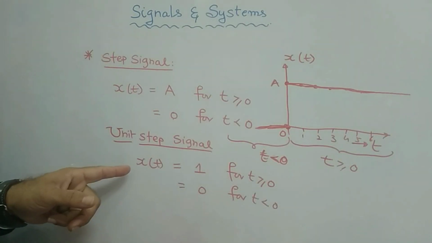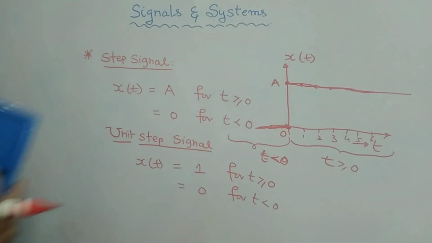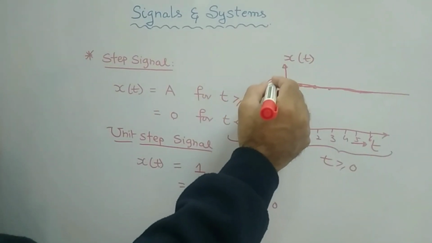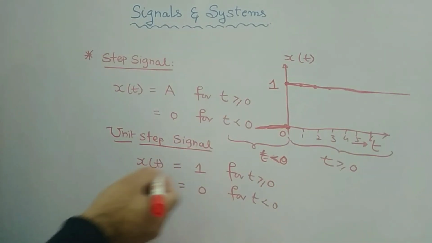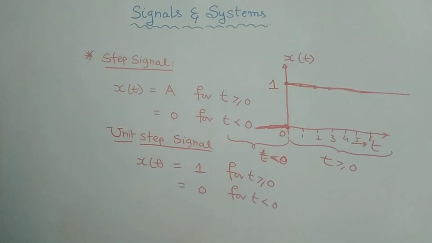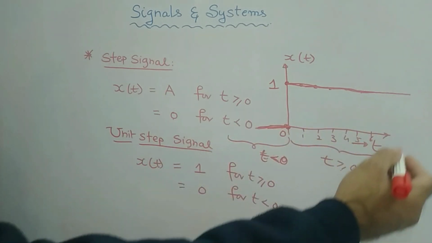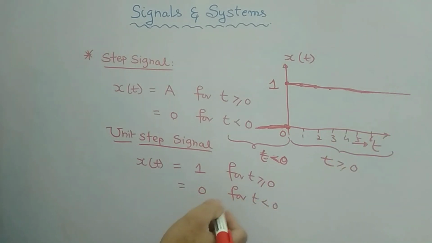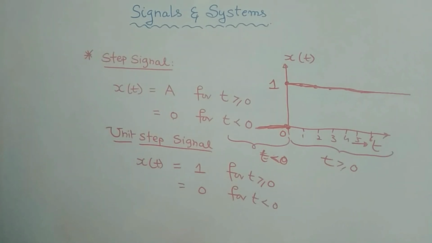Whereas for the unit step signal, instead of a you will have 1, because your a value becomes 1. If you replace a by 1, then for this unit step signal, x of t equals 1 for t greater than 0. This is the region for t greater than 0, and for t less than 0 it is 0. This is the definition of a step signal and the unit step signal.